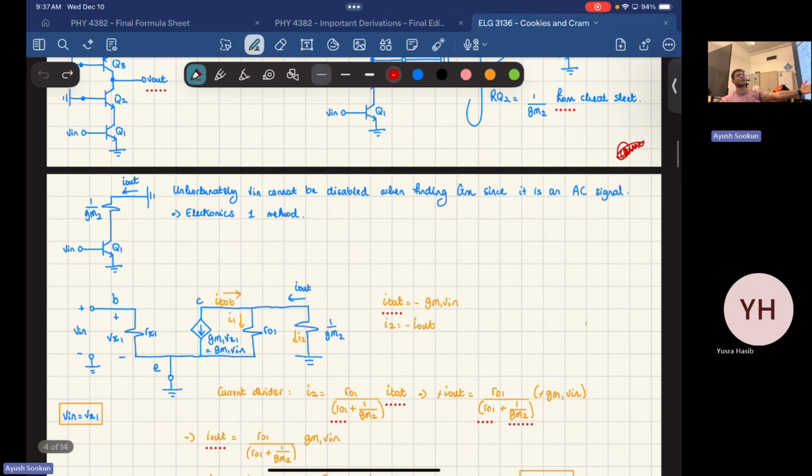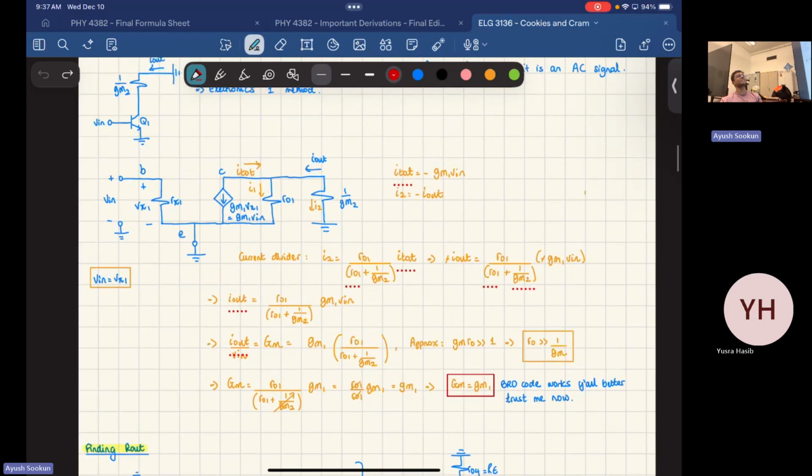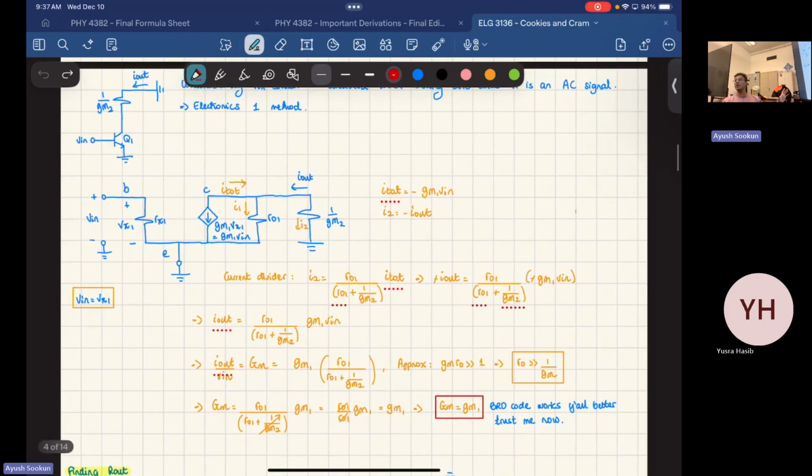So then you just go to electronics 1, V in, I out, you find that ratio. Are you guys confident in knowing how to find that ratio through electronics 1? Like, it's not that hard. It's just a current divider here, and then V pi 1 here, V pi 1 here, and V pi 1 is exactly V in. So this is V in, and then you have the ratio of I out over V in.